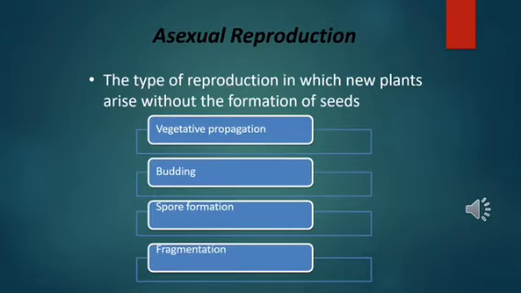So the first one is vegetative propagation. The second, budding. The third one, spore formation. And the fourth one, fragmentation. So in the next few slides, we will discuss each and every type of asexual reproduction.